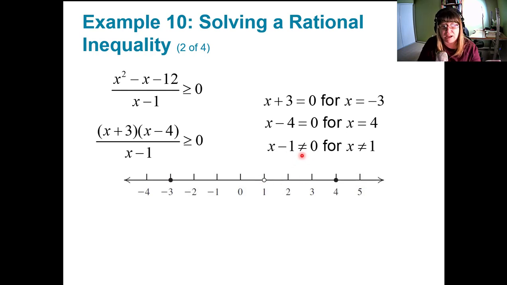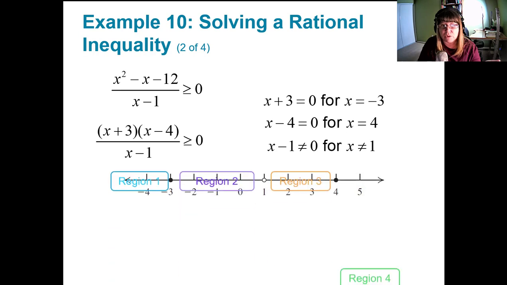So here's what I've got. I've got 4 regions, which means I have to test 4 points: one to the left of negative 3, one in between negative 3 and 1, one in between 1 and 4, and one to the right of 4. As long as it's in regions 1, 2, 3, and 4, it doesn't matter what value you choose. I will say, anytime I get to pick 0, it makes our math a lot easier, so I like having 0 there as my value.